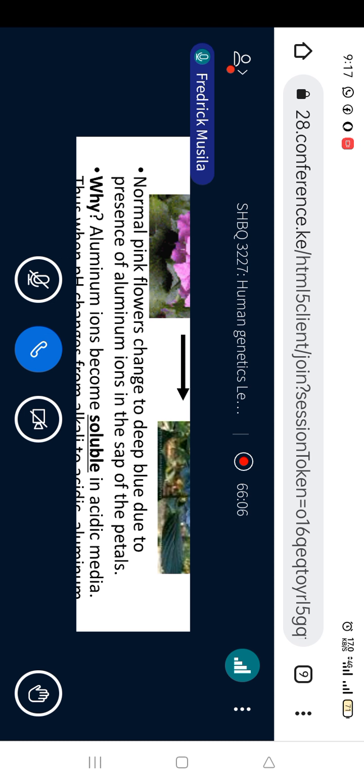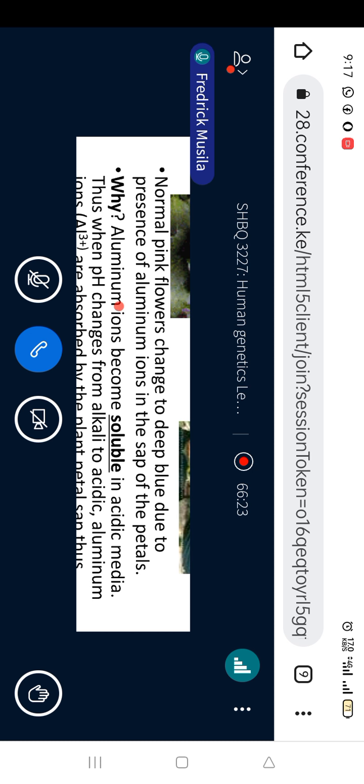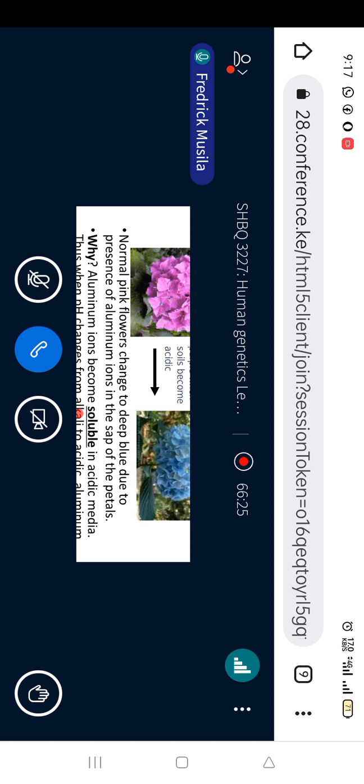Thus, when pH changes from alkaline to acidic, the aluminium ions are absorbed into the plant petals, changing their color from pink to deep blue. I'm sure you know those things. Aluminium sulfate, one is blue, the other one is sulfide, I don't know, pink or something like that. So it's just an environmental effect, whereby we have absorption of aluminium ions making the color change from pink or purple to blue. So basically, these are phenocopies. Yeah, they are genetically identical.